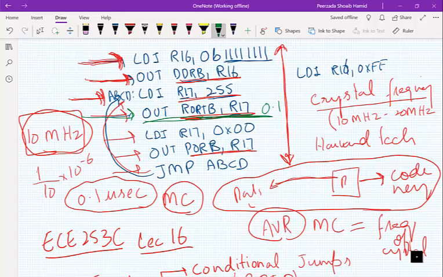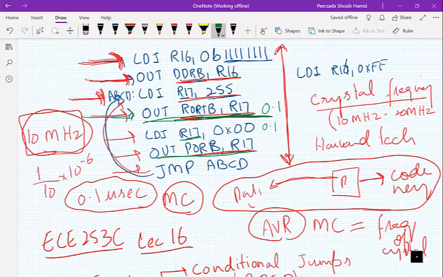By the end of the execution of this instruction, out PORTB, R17, our LEDs will be on. After that, we have this instruction. We are loading a value in R17 and it will again take 0.1 microseconds to execute. Still our LEDs are on. And after that, we have this instruction, out PORTB, R17. Whatever is in R17, that is all zeros, is output to port B. And with the execution of this instruction, our LEDs will be turned off.